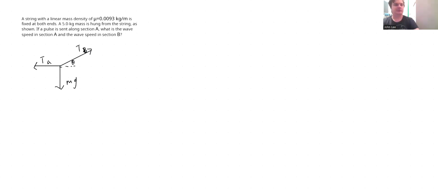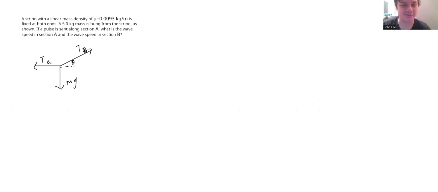In this case, a string with a linear mass density of mu equals 0.0093 kilograms per meter is fixed at both ends. A 5.0 kilogram mass is hung from the string as shown. If a pulse is sent along section A, which is where tension A is in our diagram, what's the speed in section A and the wave speed in section B?